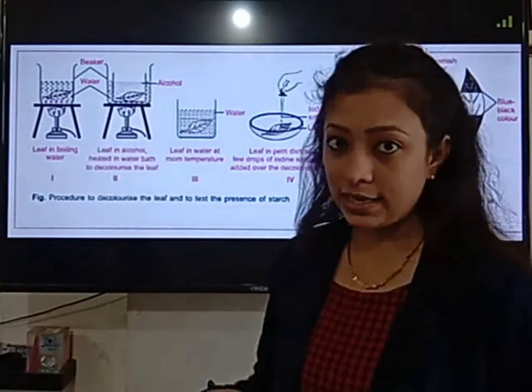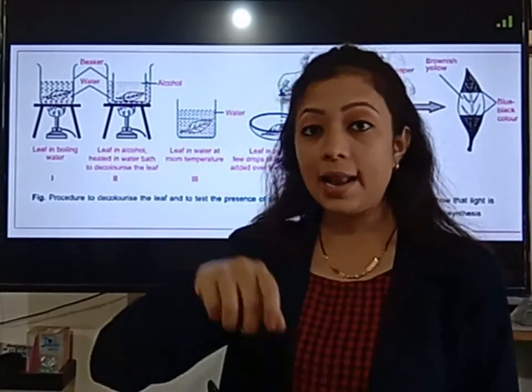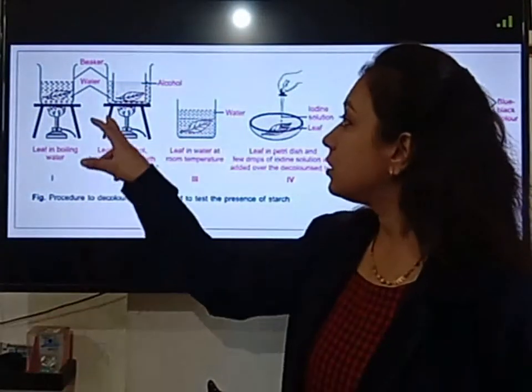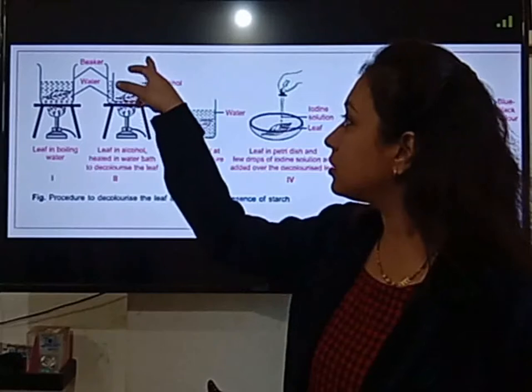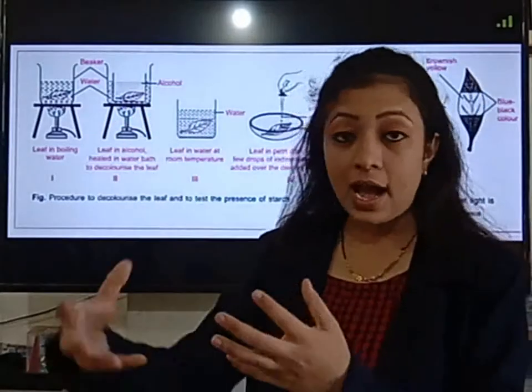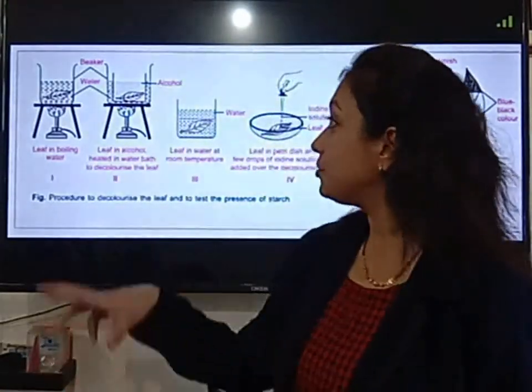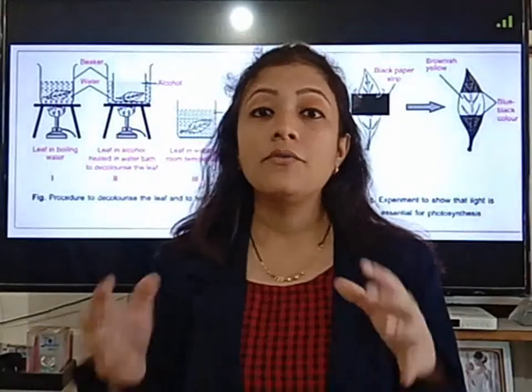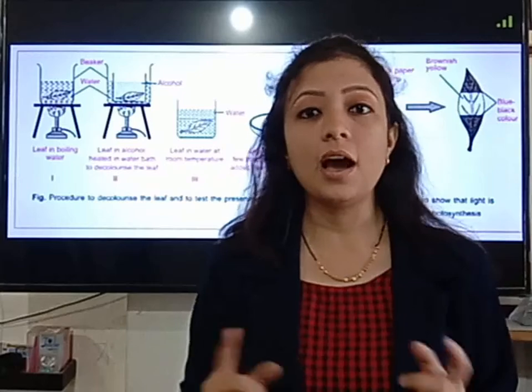we'll take out that leaf from the boiling water bath and keep that leaf in a beaker containing alcohol. So children, here you can see the boiling water bath is there, and in that one more beaker we have kept where alcohol is there. And now in the second step, we are boiling the leaf in alcohol.